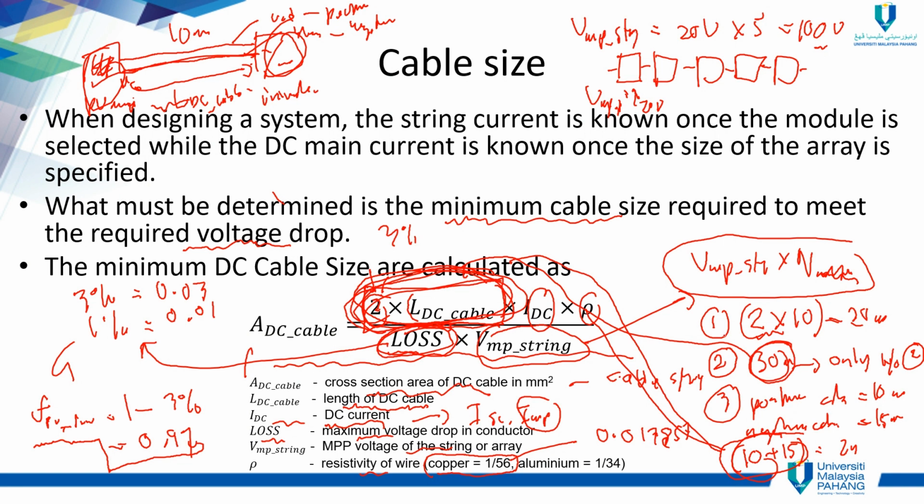Okay. Second case, ni quite tricky. The wording is total cable route for the system. Very general value. So you don't have to think to divide or multiply. You just use exactly the 30 meters as it is. So means that kat sini 30 meter multiply with IDC directly. Okay. Boleh? Boleh dapat?